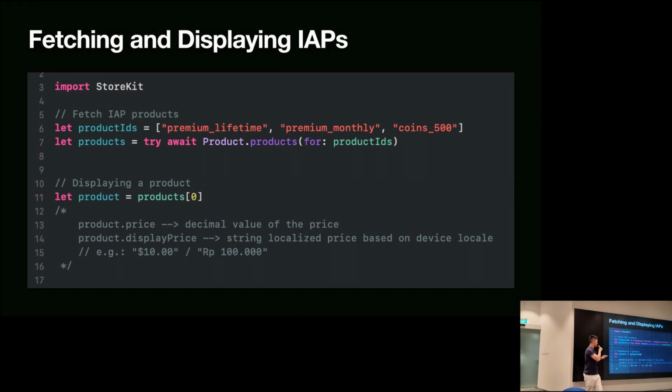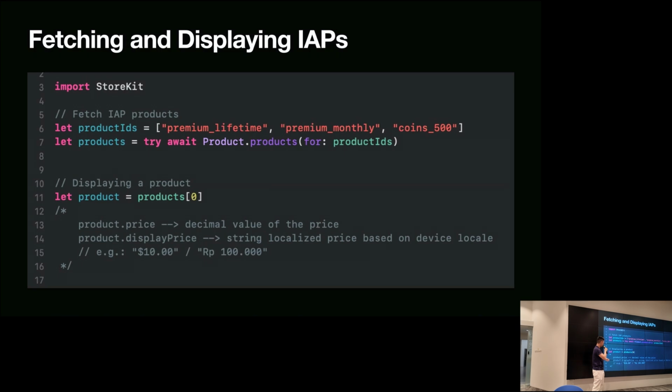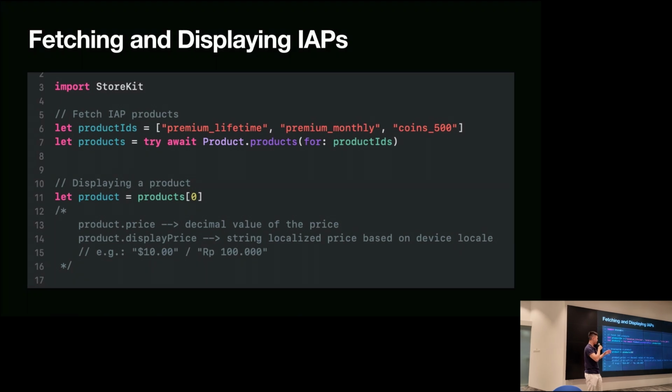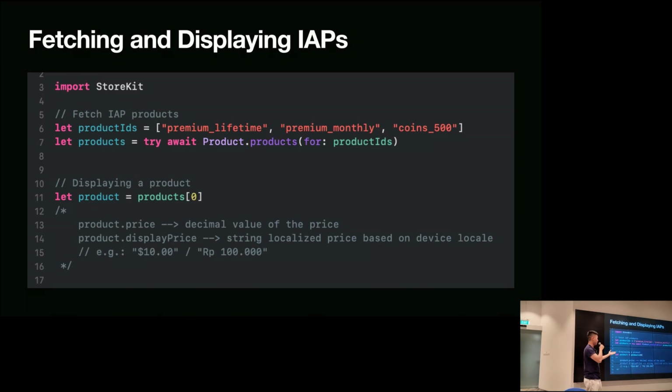Let's say I'm just taking a random product, which is the first index. You can see here product.price. It will return the decimal value of the price itself. And product.displayPrice is the string localized price based on the device locale. For example, if we're in Singapore, it will show $10. Maybe if you're in Jakarta, then it will show 100,000 rupiah. And with this information, you can already display your products.